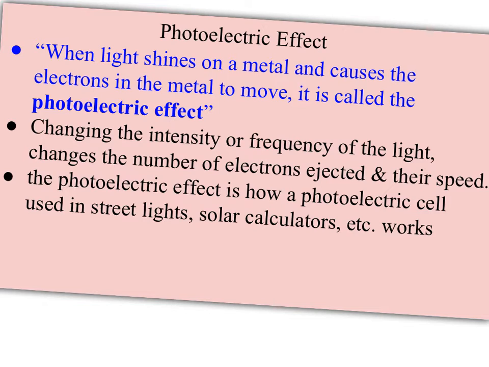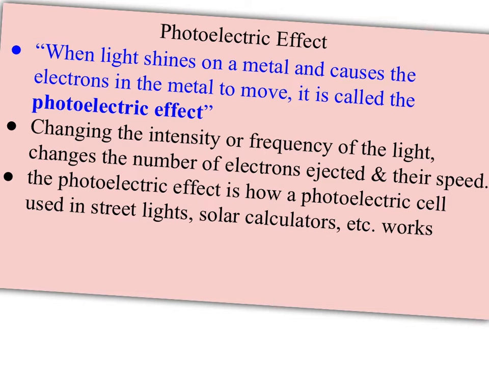And you can think of the photoelectric effect as kind of being the opposite of atomic emission spectra. Atomic emission spectra is the light that's emitted by atoms when they have energy. And the photoelectric effect is defined as when light shines on a metal and causes the electrons in the metal to move. If you change the intensity or frequency of the light, you can change the number of electrons ejected and the speed they're moving at.